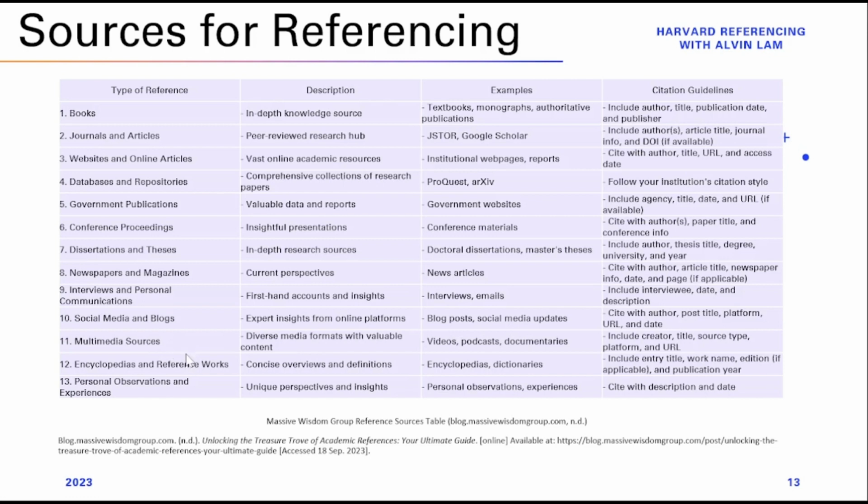Multimedia sources, right? And this could be very, very diverse, like maybe videos, podcasts, documentaries. So you include the creator, also known as the author, title, the source type, the platform, and the URL. Encyclopedias and reference works, personal observation and experiences, right? These can be some of the sources that you can use for your references. But of course, it is not an exhaustive list, right? You can find more online on the possible sources for referencing.